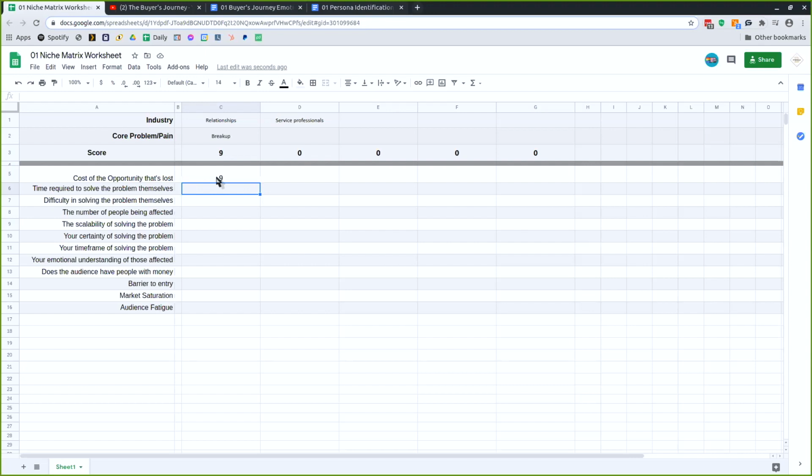So then the next one is time required to solve the problem themselves. Essentially what that is referring to is how long is it going to take them to get out of that breakup situation and accomplish their goals and desires of being happy again? With or without me? Without you. This is by themselves. How long would it take them to accomplish their desire without you? It's unpredictable, to be honest. Could be forever, could be a couple months.